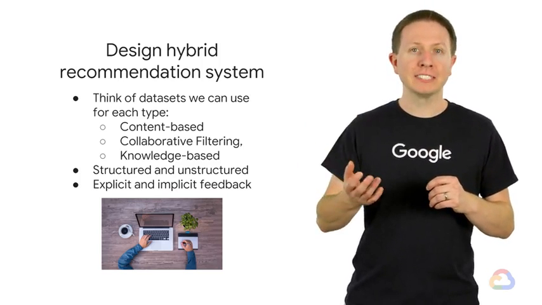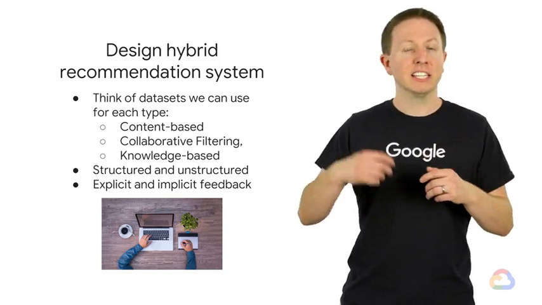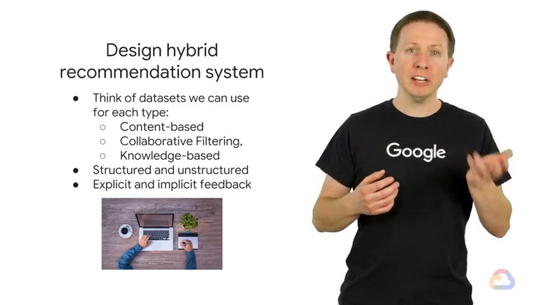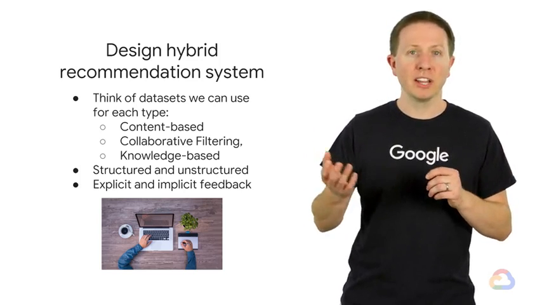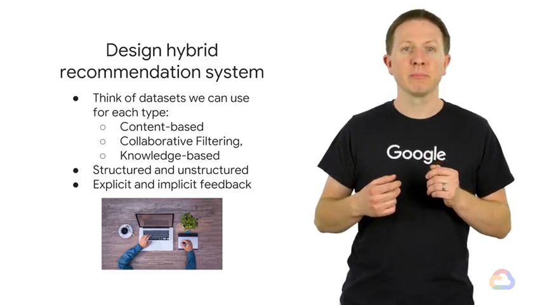Think of several data sets that would be useful for each recommendation system type: content-based, collaborative filtering, and knowledge-based. Remember, there are both structured and unstructured data sources we can use from our website, as well as both explicit and implicit types of feedback.